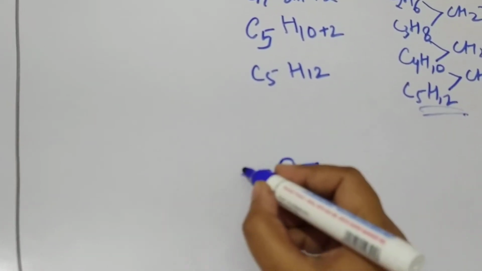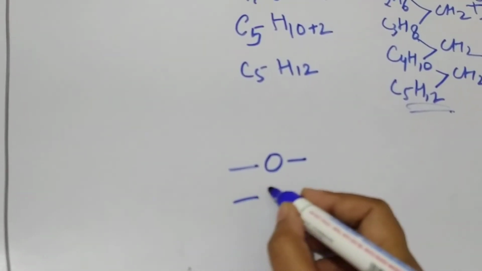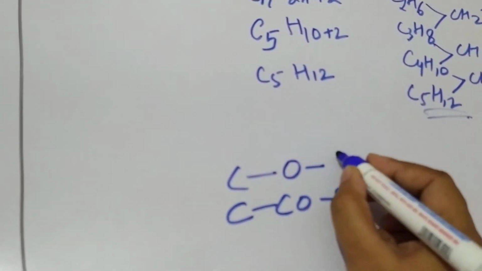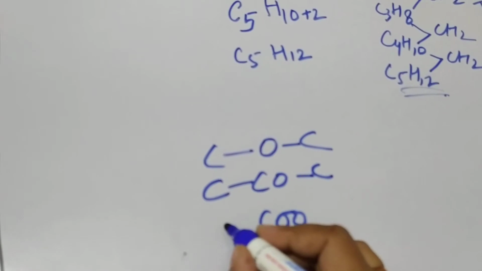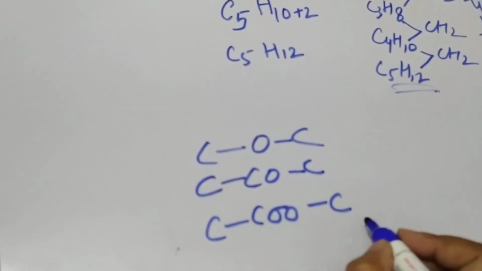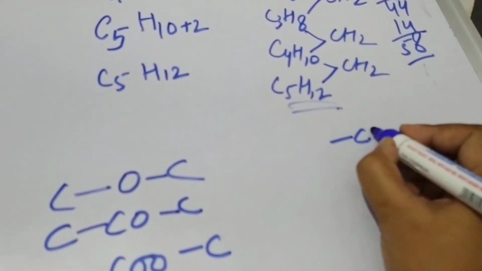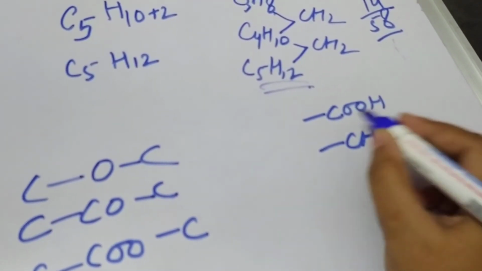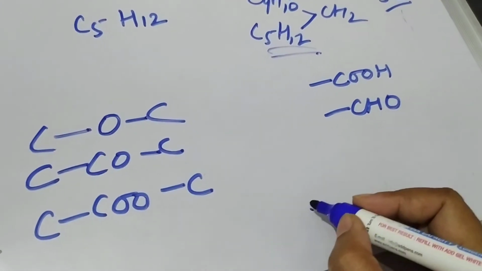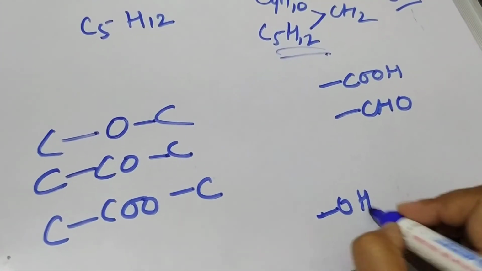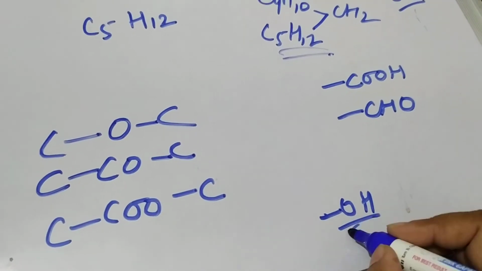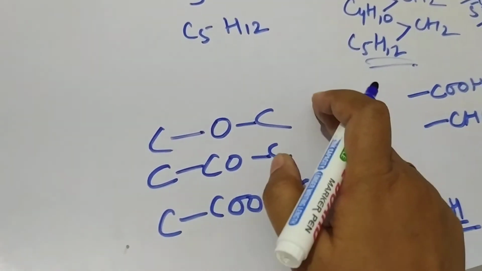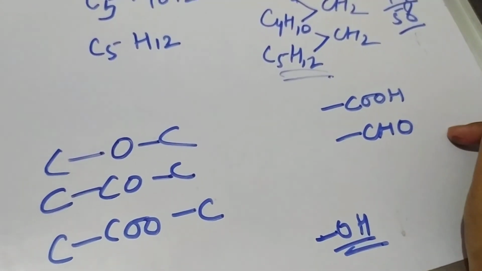Now you can see here the terminal and central groups I have told you. This is the ether group, which is present in the center of 2 carbon atoms. This is the ketonic group, which is again present in the center of 2 carbon atoms. And COO, the ester, is also present in the center of 2 carbon chains. Terminal group means it is present at the corner. There will be no carbon on the other side. CHO and COOH, the aldehyde and carboxylic acid groups. And OH can be present either in the center or at the end of a carbon chain. So this is both terminal and central. These three are central groups and these two are terminal groups.